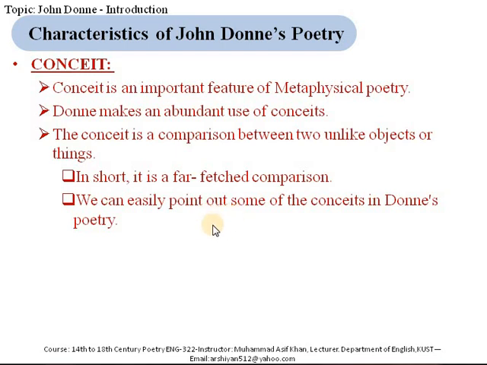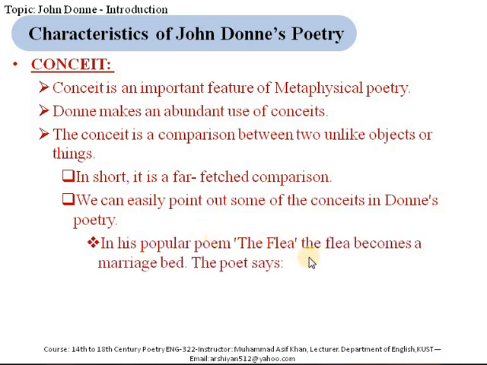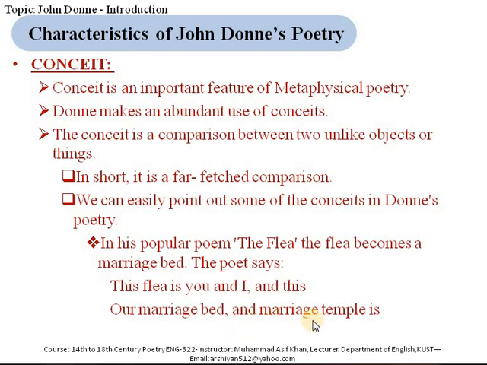We can easily point out some of the conceits in John Donne's poetry, and the most popular poem, The Flea, in which we see that the flea becomes the marriage bed for the lovers, because it bites the beloved after biting the poet. So Donne says, this flea is you and I, and this our marriage bed and marriage temple is. So see how he compared the marriage bed with the flea that has sucked the blood of the lover and the beloved. So that is the special aspect of John Donne's poetry, which is very unique and very different from the conceits that were there in the Elizabethan time.